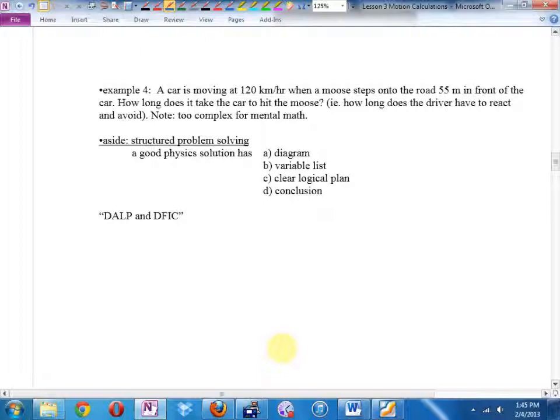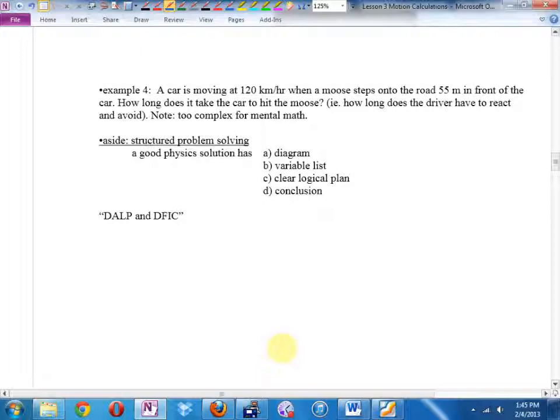A car is moving at 120 kilometers per hour when a moose steps onto the road 55 meters in front of the car. How long does it take the car to hit the moose? Or here's really what we're saying. How much time does the driver have to react and stop?